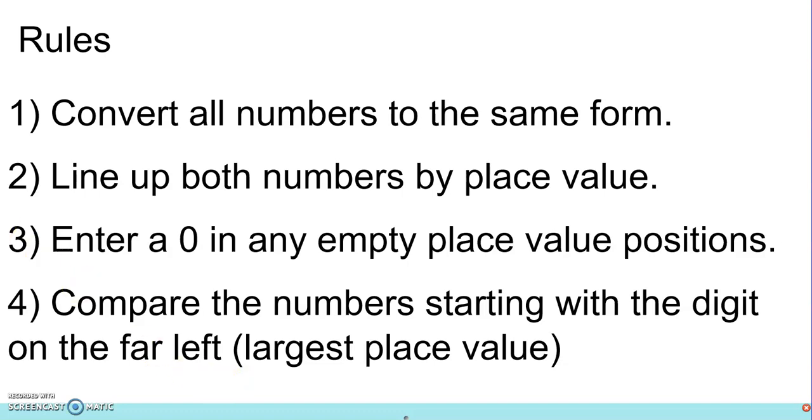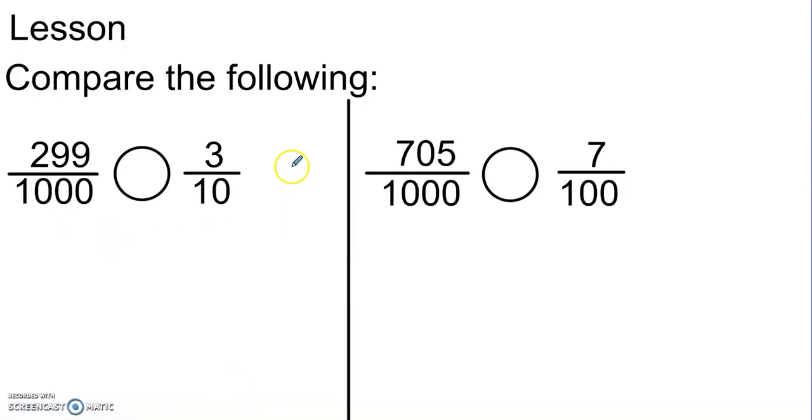Now that we have these rules, let's look at some examples. So here we have two of them. We're going to work with this side first. So here in this number, we have 299 thousandths and 3/10. Now they are not in the same format because one has 1,000 in the denominator, the other one has a 10. So what we have to do is convert one of these numbers. And the easiest way is to convert the 3/10 to have a denominator of 1,000.